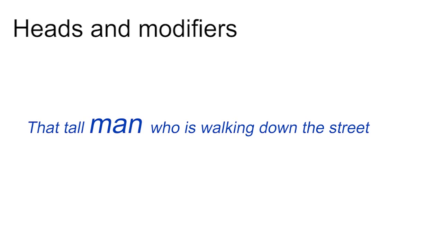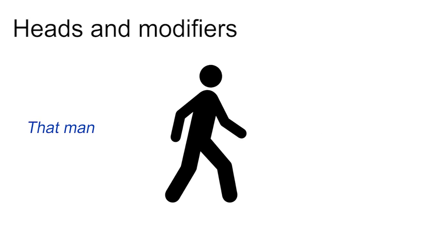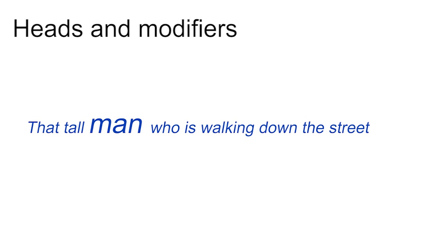I could leave most of the other bits out and just say that man, and I would still be able to use the phrase to refer to the same thing. But man can't be left out. We can't say that tall who is walking down the street. So man is the most important word in this phrase, the one which tells us what the whole phrase is about.